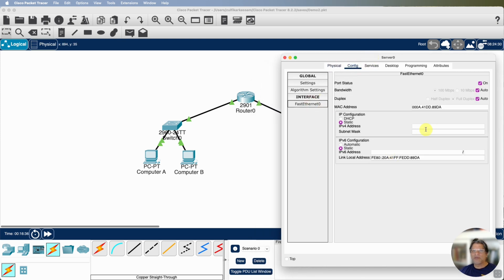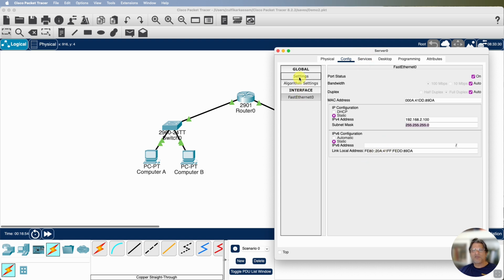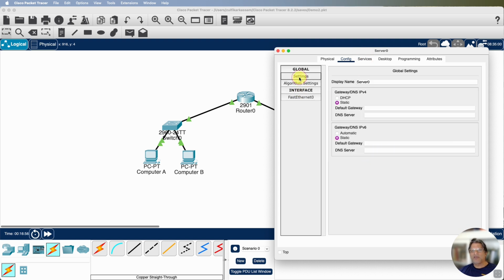So we're going to go with the IP version 4 address. We'll learn about IP version 6 later. 192.168.2. Let's call it 100. Okay. So we have configured this, and what we do need to do is also configure the default gateway, right? Otherwise, it won't be able to communicate to the other side of the network. So 192.168.2.254. Okay. So now we have configured this.